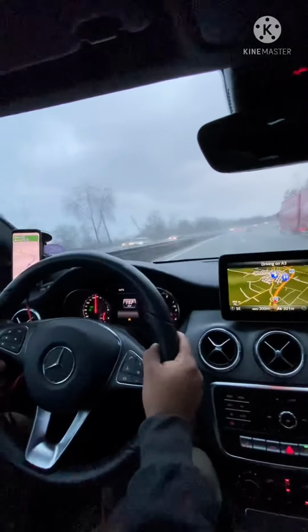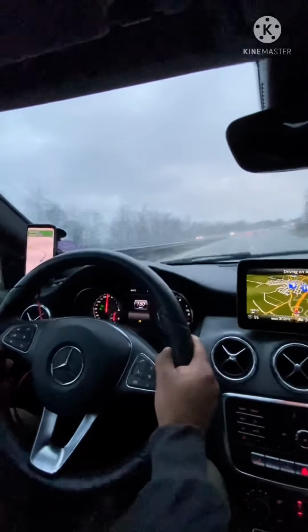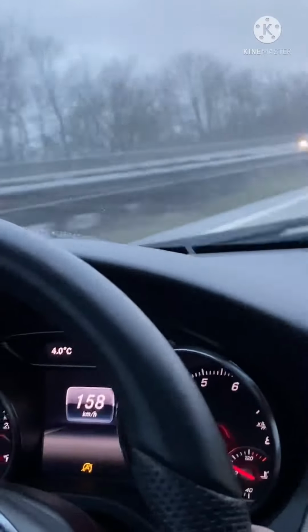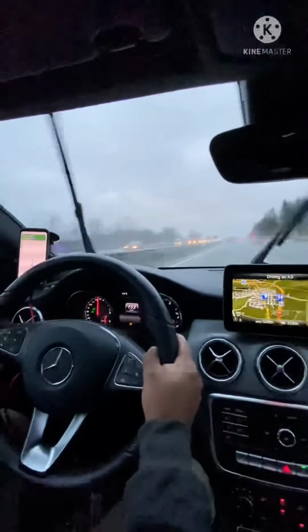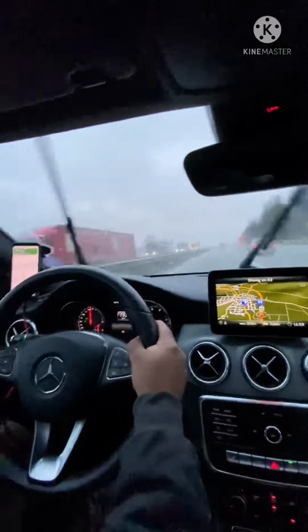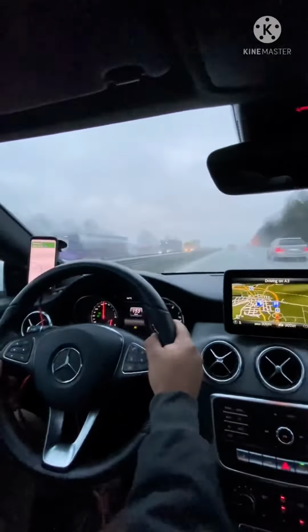Now I'm doing roughly 150, but because there are cars ahead of me, I need to slow down. Now we have reached a speed limit of 130, so you need to slow down and follow the speed. It's also shown in the maps there. So that's how one drives on the autobahn.